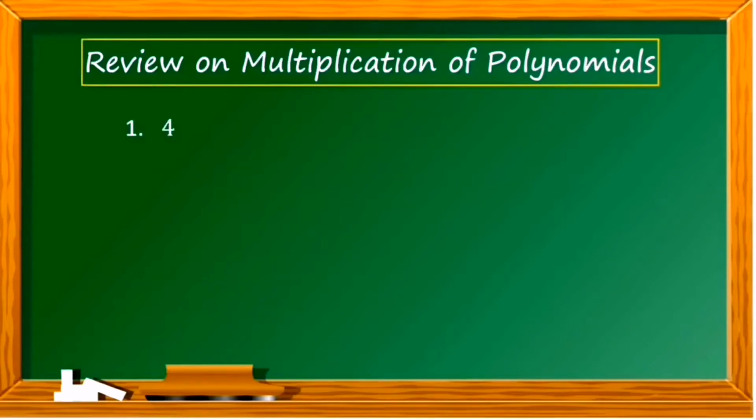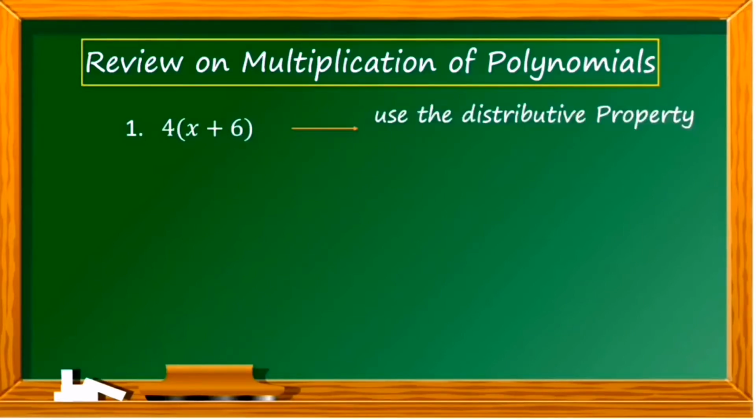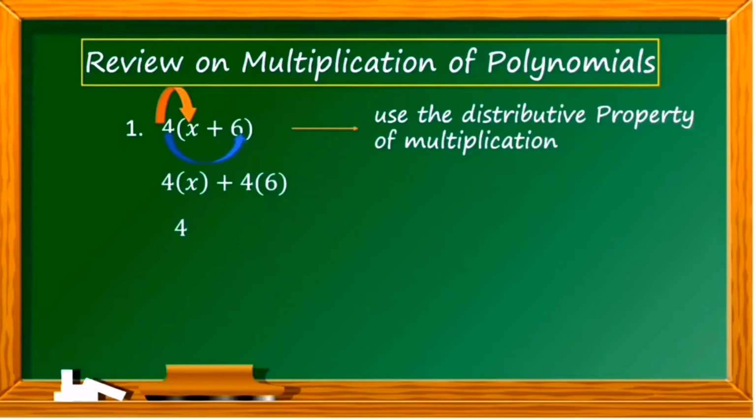Are you ready? Number 1. 4 times the quantity x plus 6. Here, we need to use the distributive property of multiplication. That is, 4 times x plus 4 times 6. Simplifying it, that is 4x plus 24.